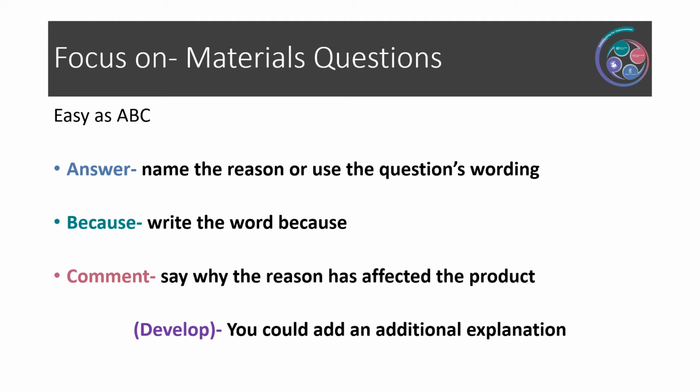Answering these questions can be as easy as A, B, C. A. Answer. Name the reason and use the question's wording. B. Because. Write the word because. C. Comment. Say why the reason has affected the product.